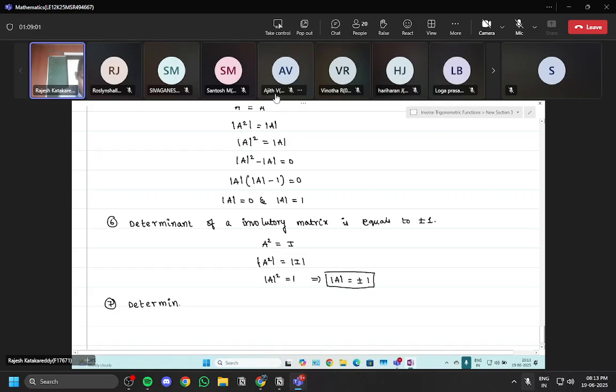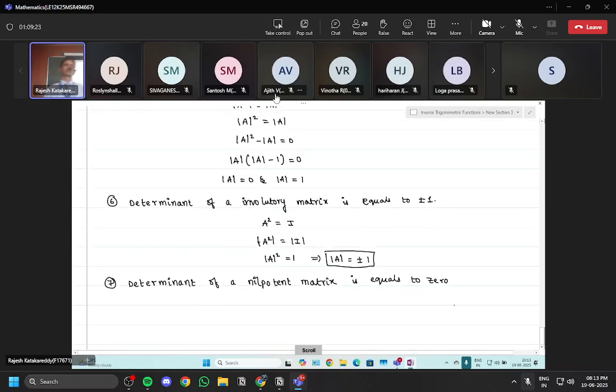Can you guys tell me what will be the determinant of a nilpotent matrix? Determinant of a nilpotent matrix is always equals to 0. A power n is equals to null. Take determinant on both sides. You will get 0 there.